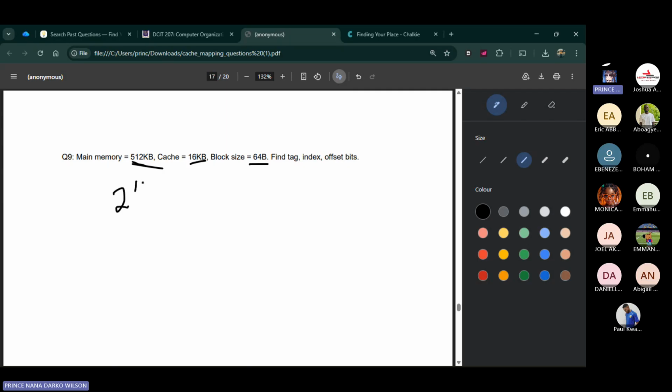So for a number like 512, the kilo is that here. And finally, we want the 512 itself.